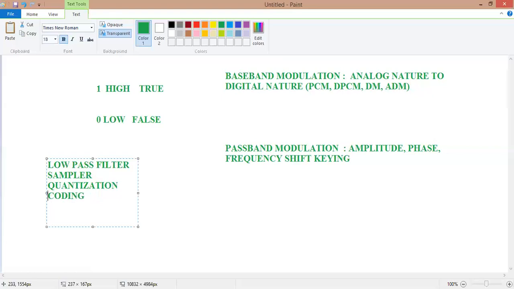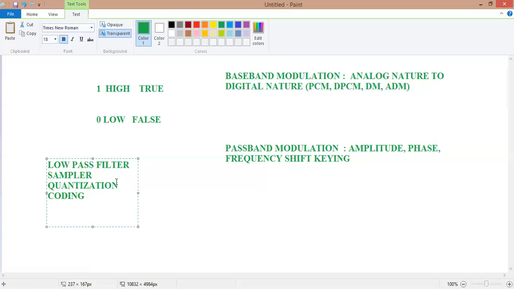Then your analog input comes to the low pass filter, and after coding you will get your digital signal. So you must remember, after quantization it is a discrete signal, okay, but it is not a digital signal. But after coding it is a digital signal.